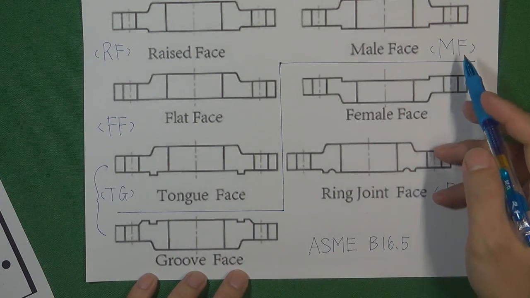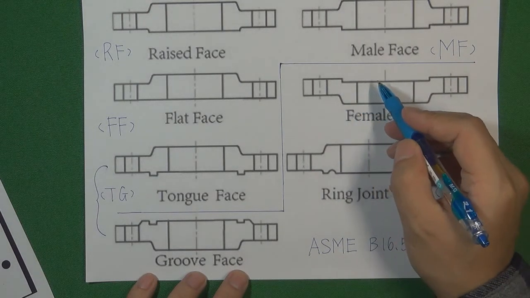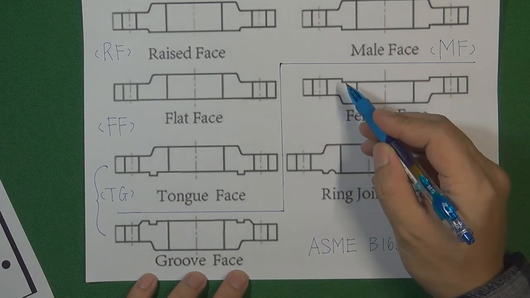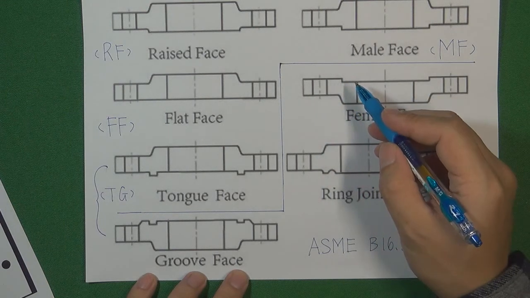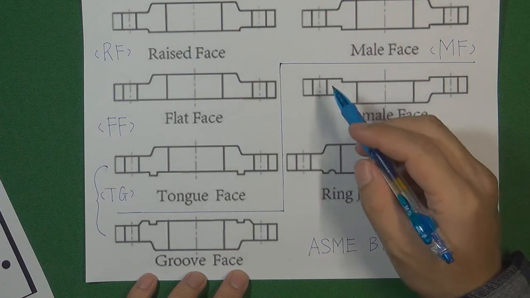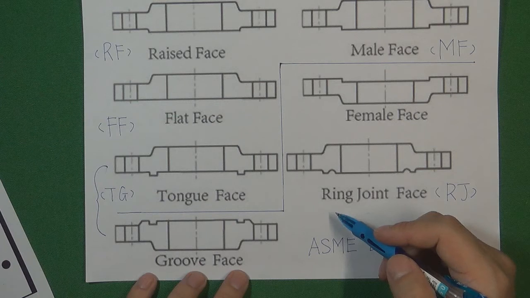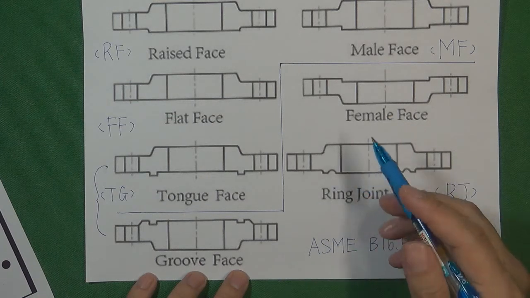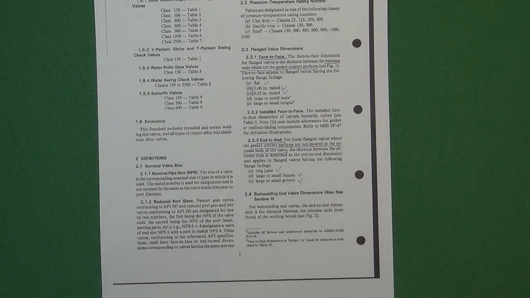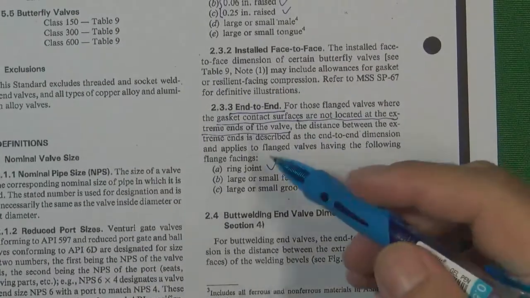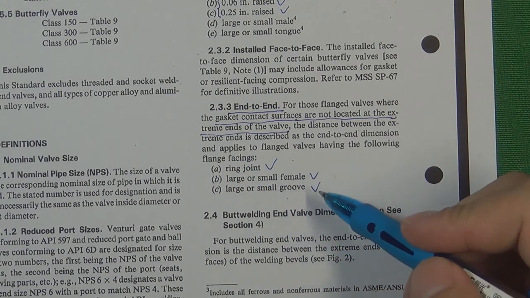And also the MF connection female face. The female face contacts the gasket in this step. The extreme end area is this area. So the gasket contact area is not the extreme end area. And also the RJ face, the principle is the same. We have three kinds of flange that belong to the end-to-end flange valve dimension. According to the standard, they are the ring joint face, female face, and groove face.